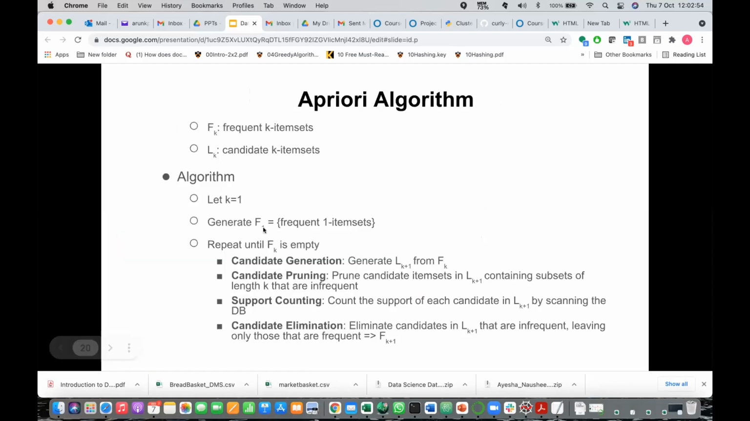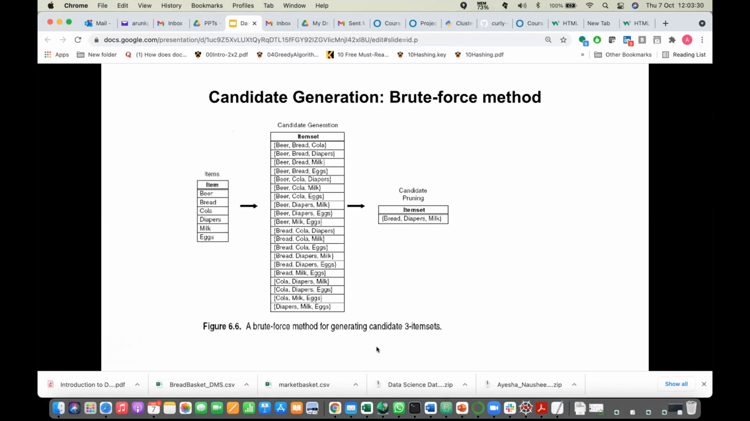So generate F1, repeat until Fk is empty, candidate generation, generate Lk plus 1 from Fk, candidate pruning, prune candidate item sets in Lk plus 1 containing subsets of length k that are infrequent. Support counting: count the support of each candidate in Lk plus 1 by scanning the database. Candidate elimination: eliminate candidates in Lk plus 1 that are infrequent, leaving only those that are frequent, giving Fk plus 1. So we'll take an example and see.